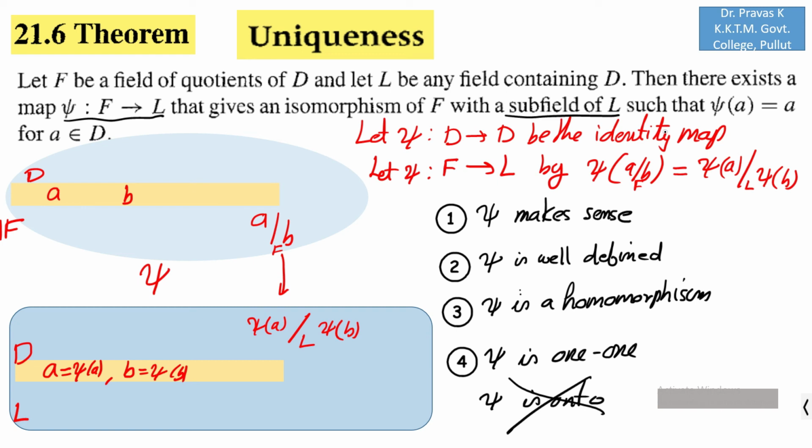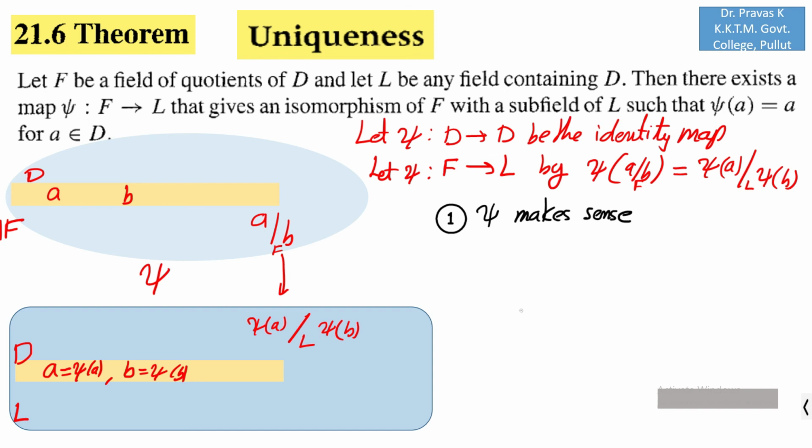So we go to the first one. We need to prove that the definition of psi is sensible, that since we have A over B implies that B is not equal to 0, psi of B which is equal to B is also not equal to 0, and hence the quotient of psi of A over psi of B is well defined. So the definition of psi makes sense, which takes a quotient in F to a quotient in capital L.